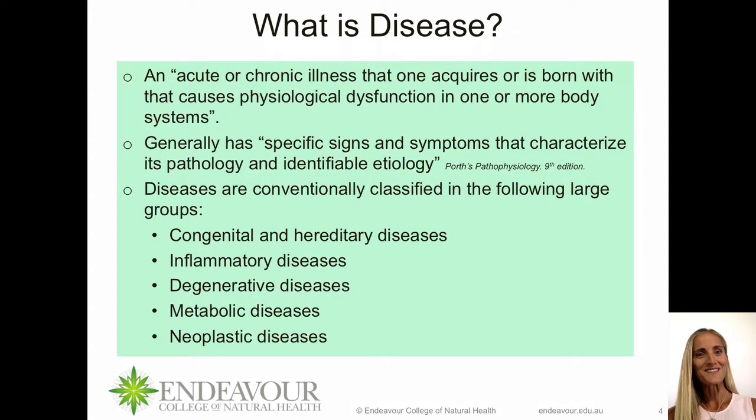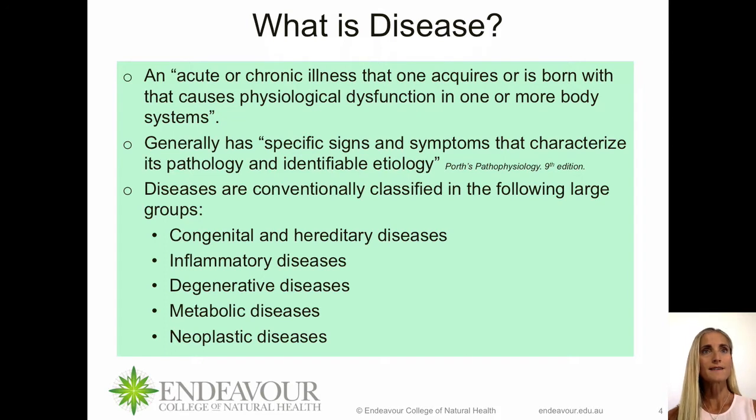So what exactly is disease? This is at the other end of that spectrum, and disease is defined as an acute or chronic illness that one acquires or is born with that causes physiological dysfunction in one or more body systems. Generally, disease has very specific signs and symptoms, and these characterise its pathology or its identifiable etiology. These diseases are conveniently classified into the following large groups.